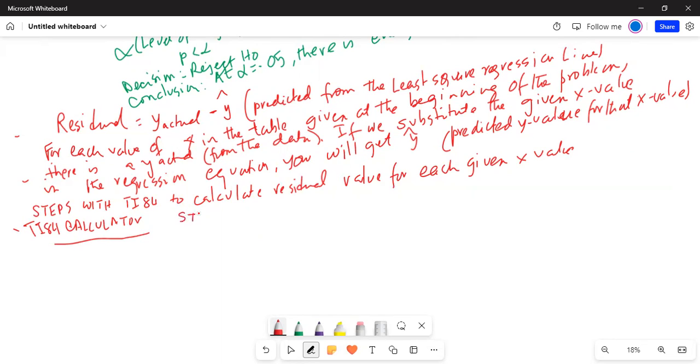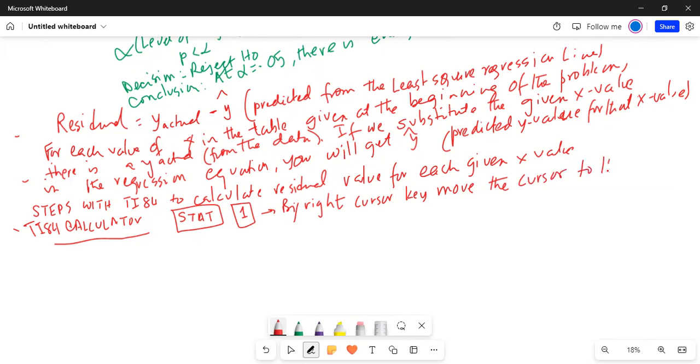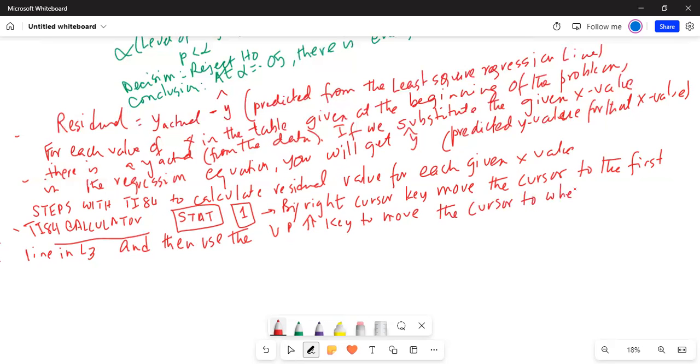You first do stat, then 1, then move the cursor by the right cursor key to the first line in L3, and then use the up key to move the cursor to where L3 is written. Okay. The next step.